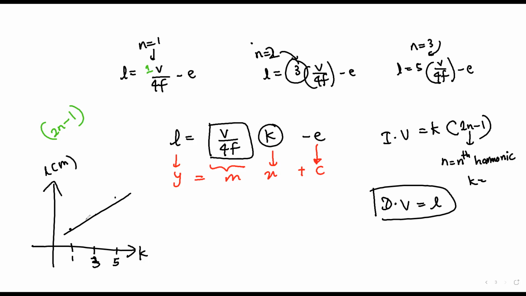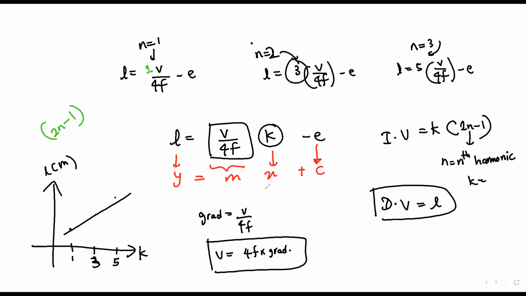Hope you understood how these independent and dependent variables work together in the equation. After plotting this graph, we can get the gradient as V over 4F. So the velocity of sound is 4F multiplied by the gradient, because in this practical we are using a tuning fork of known frequency. I hope you understood it. If you have any doubt, go back and refer to the video once again.